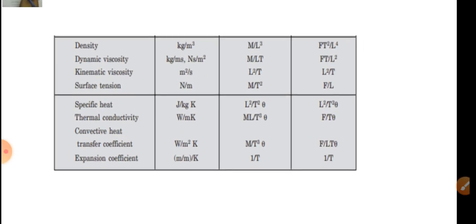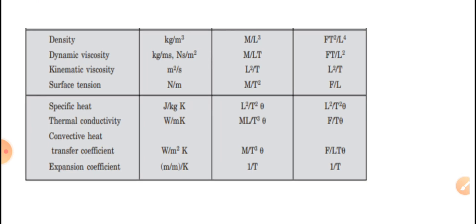And some other variables: density, kg per meter cube, that is M L power minus 3. Dynamic viscosity is kg meter per newton second per meter square, or kg per meter second, that is M L power minus 1 T power minus 1. Kinematic viscosity, meter square per second, that is L square T power minus 1. Surface tension, newton per meter, that is M T power minus 2. Specific heat, joule per kg Kelvin, that is L square T power minus 2 theta power minus 1.